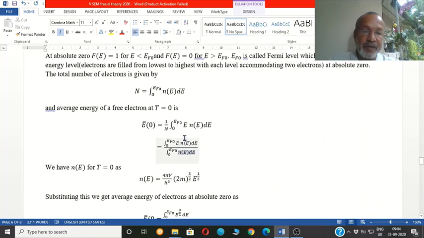You substitute that Ne here and here, then these constants in the numerator and denominator will cancel. Only E raised to half will remain in the numerator and denominator, and E raised to half combined with E will give you E raised to 3 by 2. So the numerator is the integral of E raised to 3 by 2 dE, and in the denominator you have E raised to half, that is the integral of E raised to half dE.